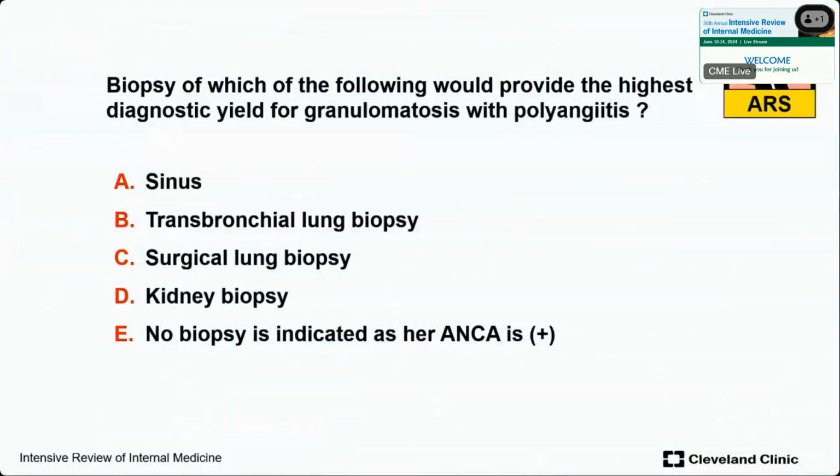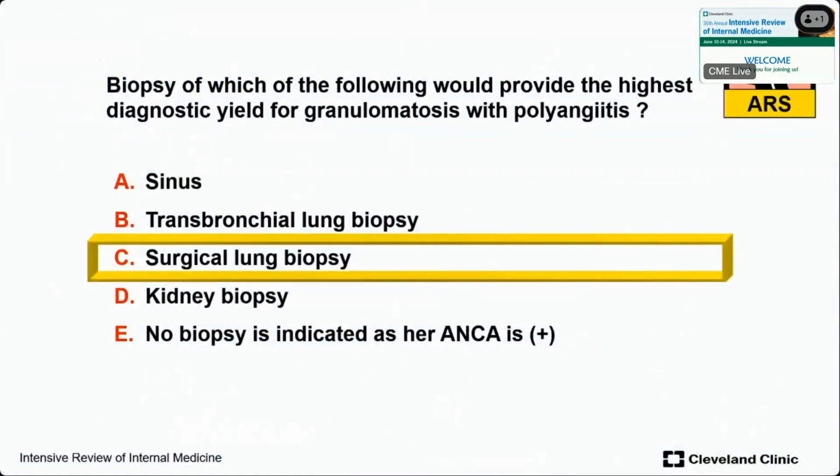So the answer I was looking for here was a surgical lung biopsy. So a sinus biopsy, while being relatively less invasive, has a very low yield for diagnosis. Transbronchial, while being less invasive, again, has a positive yield of less than 10%. We were not given any features to suggest kidney involvement. Therefore, a kidney biopsy would not be something to pursue in this patient. And as we'll talk about, the ANCA is not always the most reliable test.